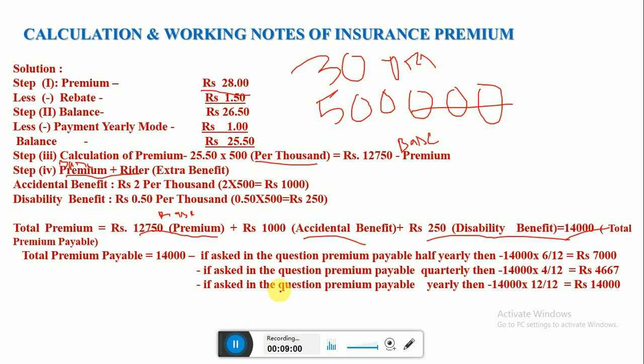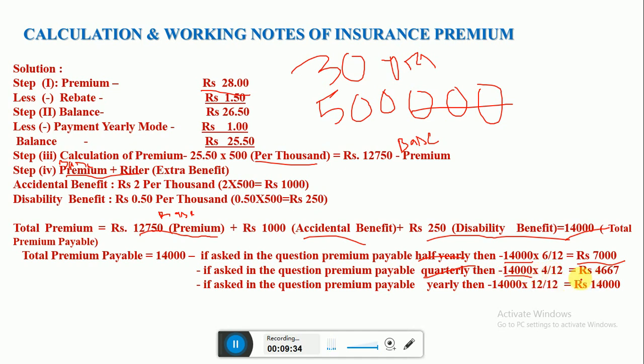Suppose it may also be asked that the premium payable is half yearly. If the premium payment mode is half yearly, then we have to take the total premium, 14,000, into 6 divided by 12. So it will come around 7,000. Suppose the premium payable is quarterly, then the premium will be 14,000 into 4 divided by 12.